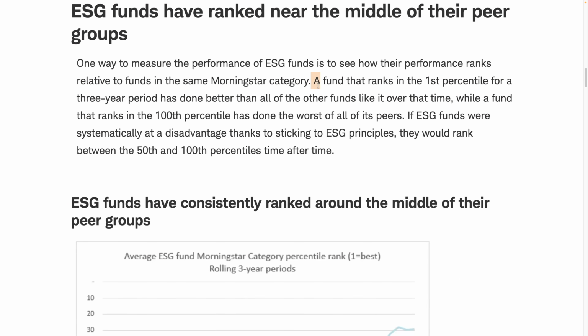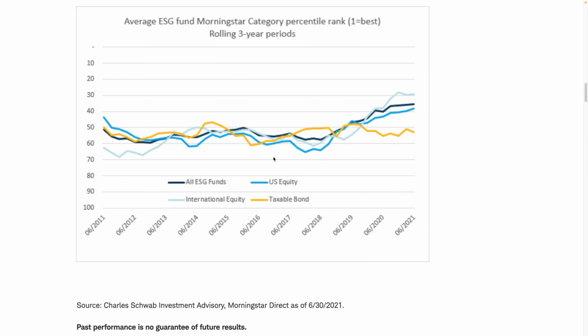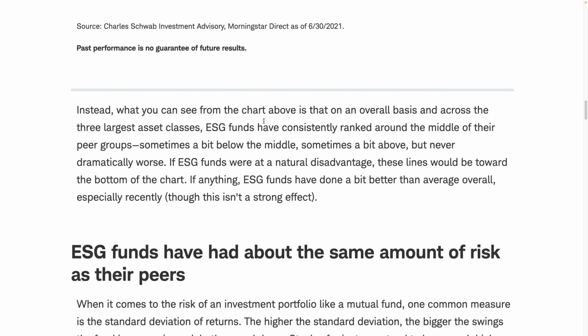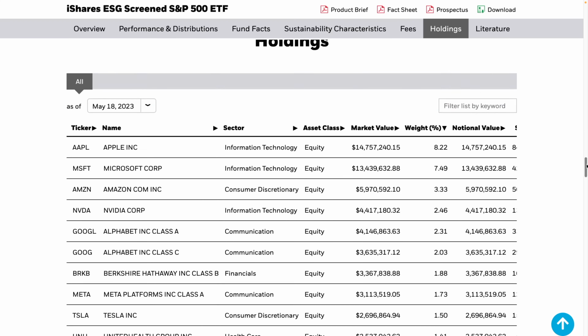They looked at the ESG funds to see how their performance ranks relative to funds in the same Morningstar category for a 3-year period. Now the ESG is right here, all ESG funds. Equity funds are in blue. ESG funds have consistently ranked around the middle of their peer group, sometimes a bit below the middle, sometimes a bit above. Let's take another look at their holdings.